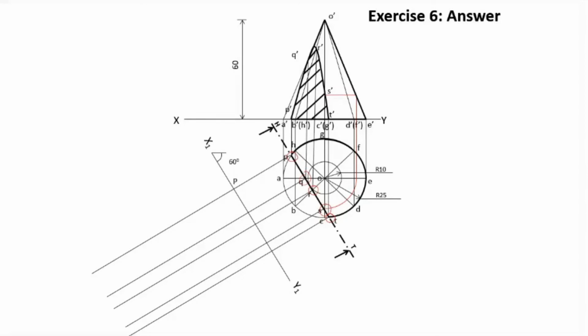Now, as our normal procedure, the distance of P dash from the XY line is marked from x1, y1 on the projector through P. And the same is done for Q, R, S and T. Now join P, Q, R, S and T using a freehand curve. Now this is the true shape.